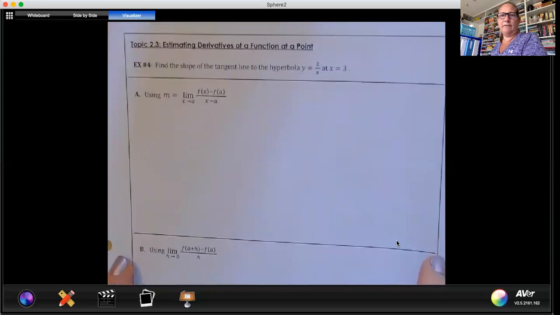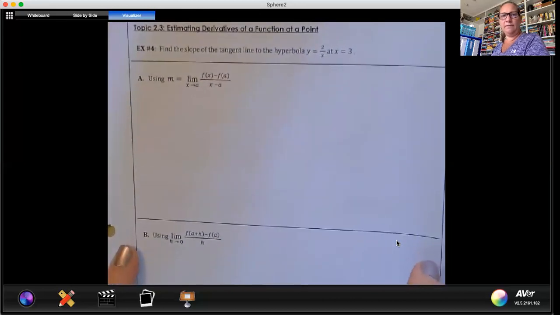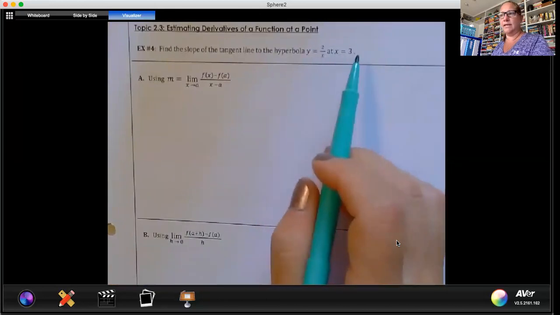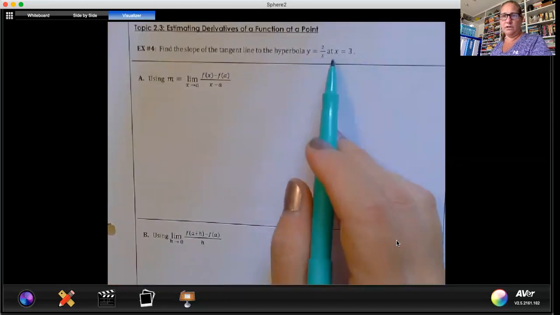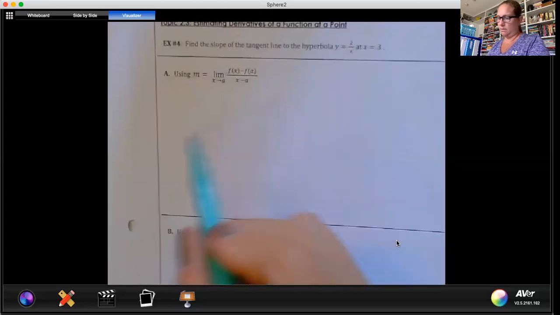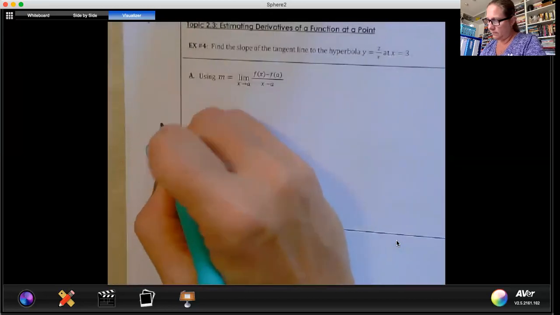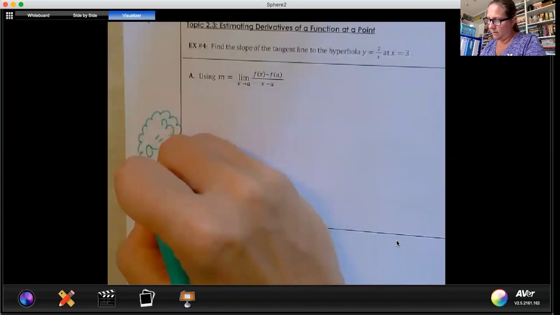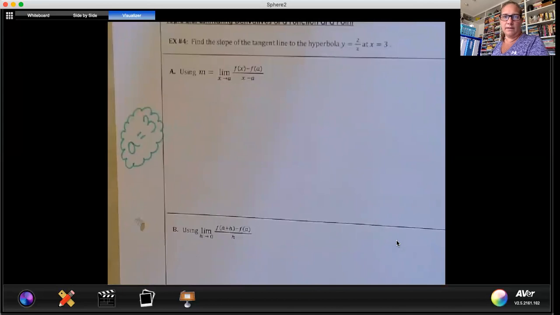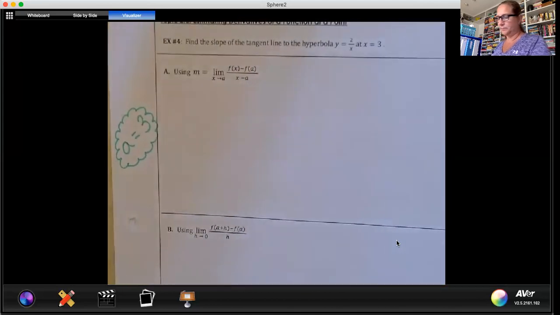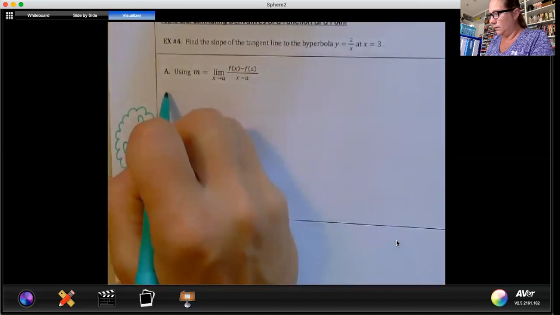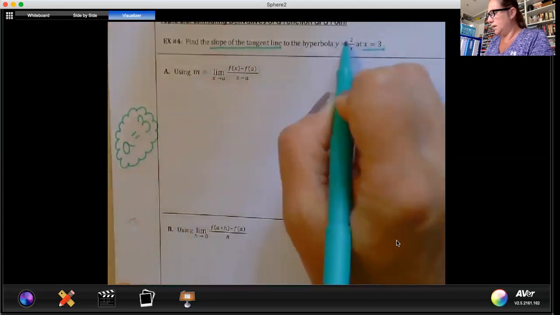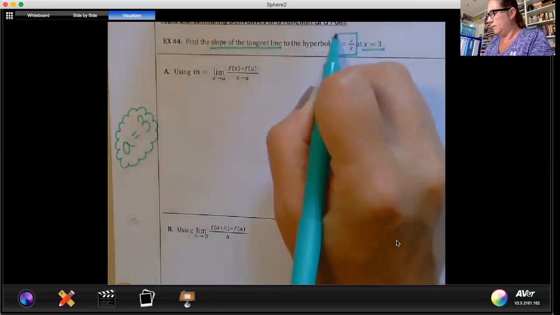Estimating the derivatives of a function at a point. Find the slope of the tangent line to the hyperbola y equals 2 over x at x equals 3. All right, the first thing that you should recognize is that your a value is going to be 3. And a and b are going to go together, so a equals 3 is going to be the same for both. All right, so we're going to find the slope of the tangent line at x equals 3. Here is our function.